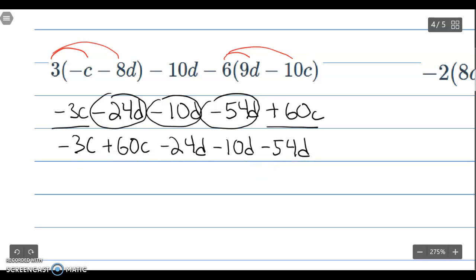So we've got negative 3c plus 60c. Different signs, find the difference. So you get 57c, and the 60 is bigger, so you leave it positive.